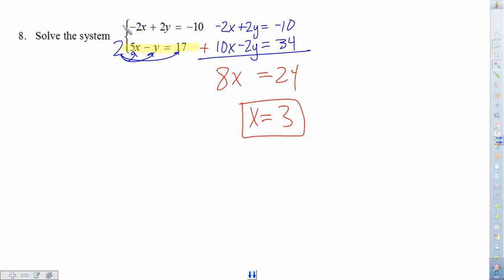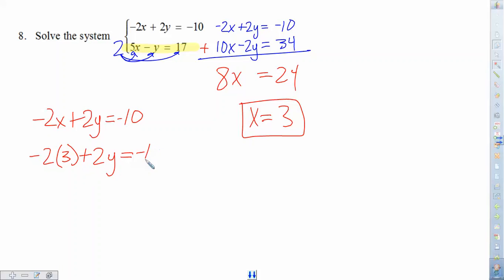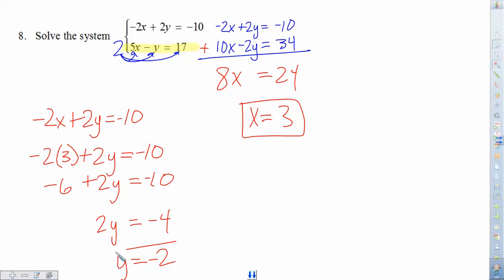Let's use that top one up there. So top equation, negative 2x plus 2y equals negative 10. Negative 2 times 3, because I know x now is 3, plus 2y equals negative 10. That's negative 6 plus 2y equals negative 10. Sorry if I'm not doing the algebra steps here, but realize the algebra step here would be adding 6 to negative 10, which would put us at negative 4. And so then dividing both sides by 2, we should be at negative 2. Ding!